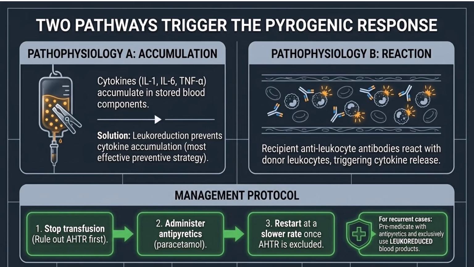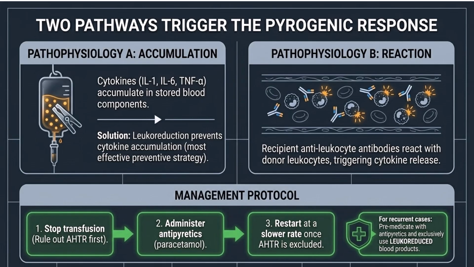How can we manage this? We can manage by doing leukoreduction or leukodepletion, removing the white blood cells from the blood component before storage, so we prevent the source of cytokine accumulation. Pathway B is reaction. This is the immune pathway. The recipient has preformed anti-HLA or anti-HNA antibodies, typically from pregnancy or prior transfusion. These antibodies react with donor leukocytes in the transfused product, triggering the recipient's cytokine release.